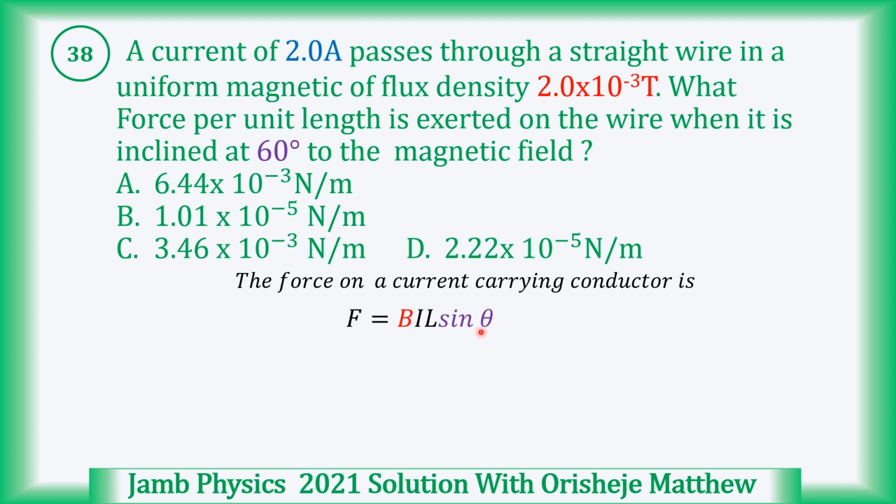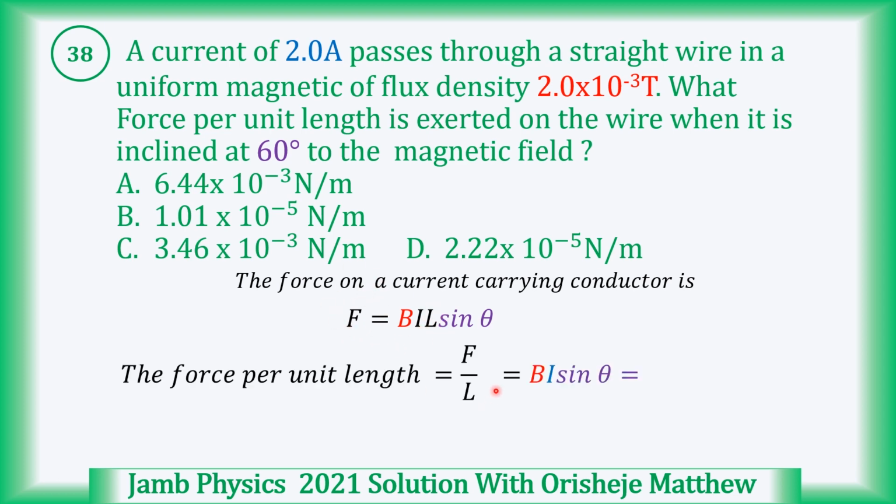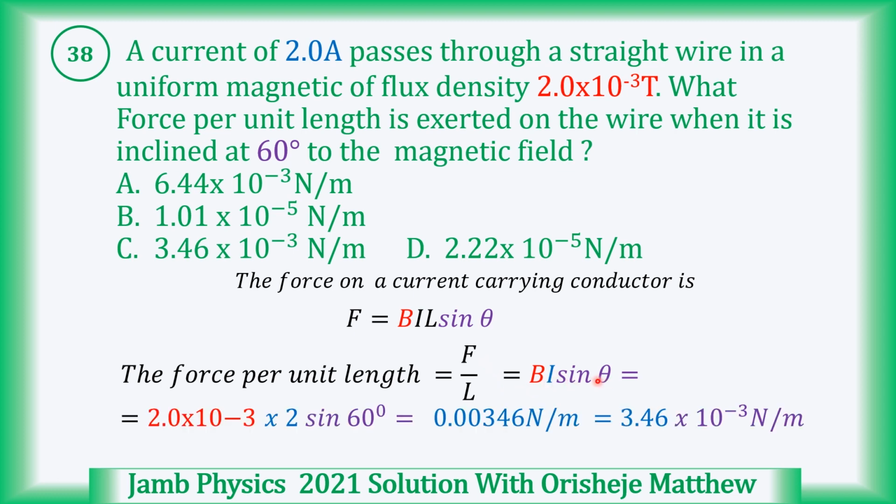But we are looking for the force per unit length. So that means I will divide this force by the length. If you do that, you have force per unit length equal to BI sine theta. So substitute your values, and that will give me 3.46 times 10 raised to minus 3 Newton per meter. So the answer is C.